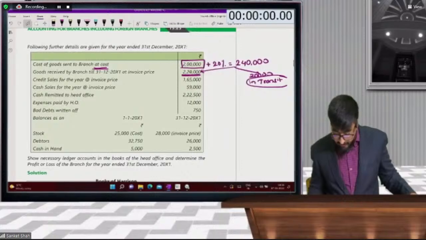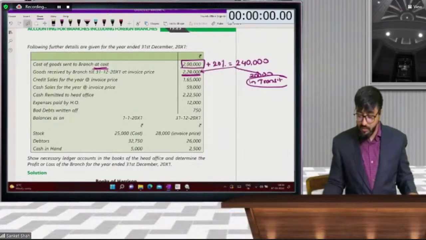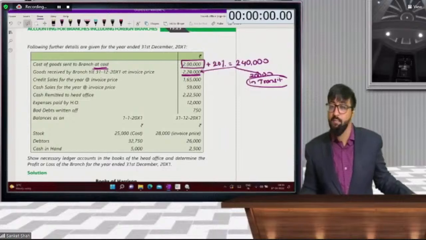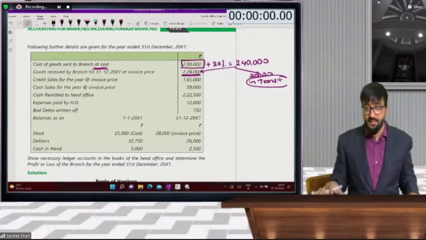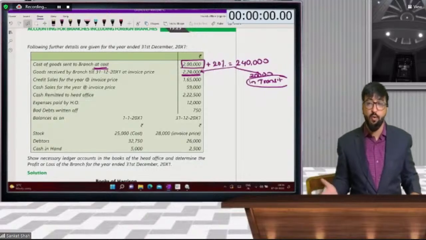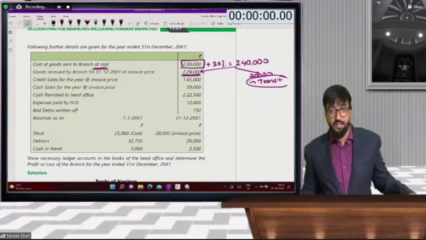20,000 is in transit, 2,40,000. So out of this, 2,20,000 is received by the branch and 20,000 is in transit. So this is a hidden adjustment over here. So how to calculate 20,000? 240 minus 220. This is the hidden adjustment.